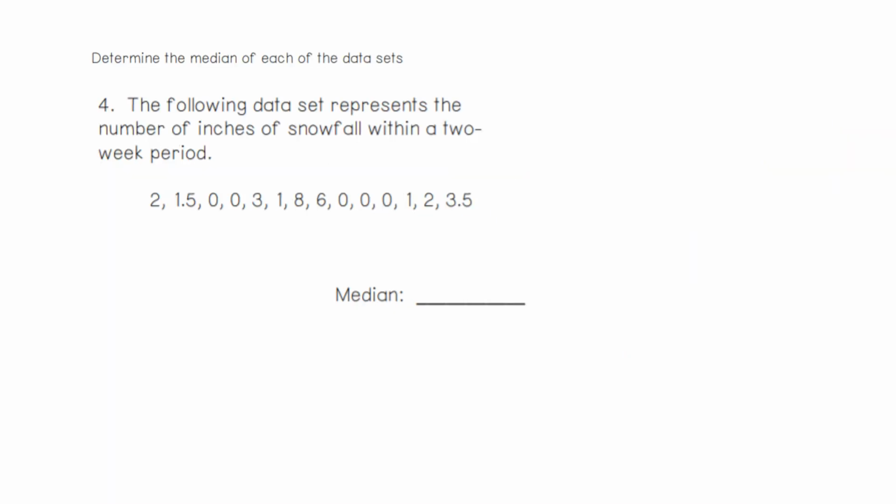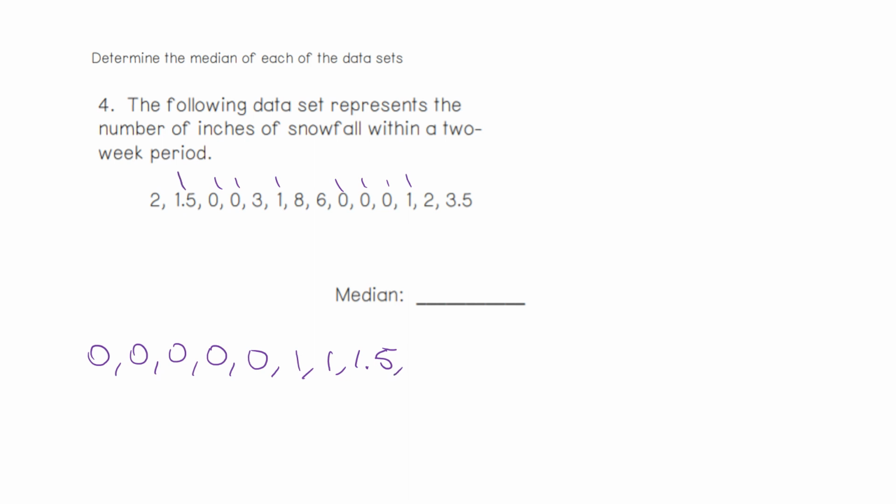Number 4, the following data sets represent the number of inches of snowfall within a 2-week period. So the first thing you need to do is put your numbers in order from least to greatest. So I'm going to make me a new list so that my numbers are in order. I start off with 5 zeros, 1, 2, 3, 4, 5. 2 ones, got a 1 here and here. A 1.5.